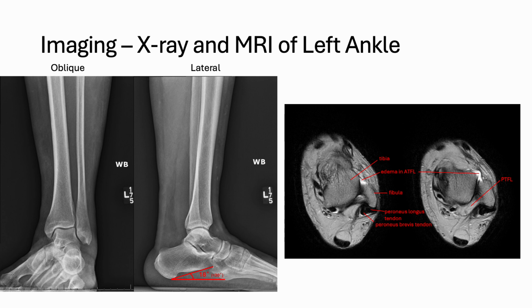On the right shows an MRI taken a few months prior to her preoperative visit. It demonstrated a rupture of her CFL, or calcaneal fibular ligament, and ATFL, or anterior talofibular ligament. The peroneus longus tendon also showed rupture and edema on the axial view.